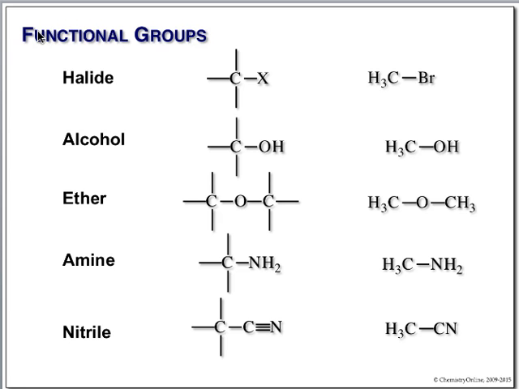This is dimethyl ether. We can attach an amine. This is methylamine. Remember, the key thing to think about in amines is we have this lone pair of electrons up here. That's going to define all of the chemistry of amines. Carbon, nitrogen, triple bond, equivalent to cyanide, if you will. This is a nitrile. This is called acetonitrile.